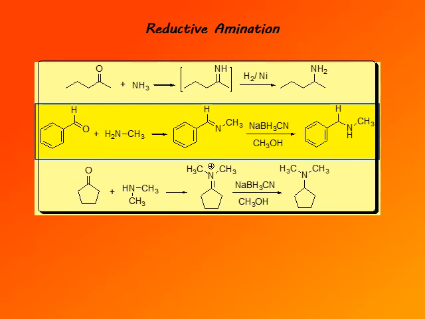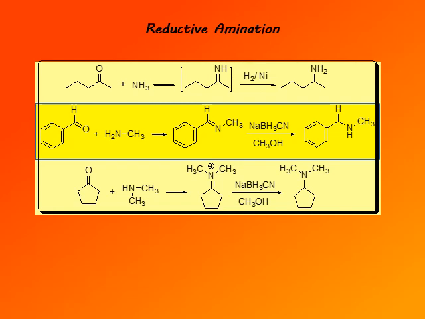Sodium cyanoborohydride is used as a reducing agent because it has low reactivity. It is not reactive enough, like sodium borohydride, that it would reduce the carbonyl compound. If we used sodium borohydride here, it would have reduced the original carbonyl compound, benzaldehyde, to benzyl alcohol, and then the reaction would not proceed because benzyl alcohol does not react with methylamine. So for that reason we have developed a reducing agent that is less reactive than sodium borohydride.